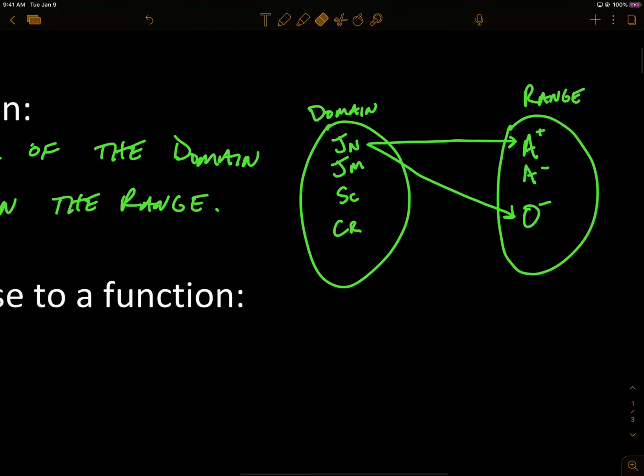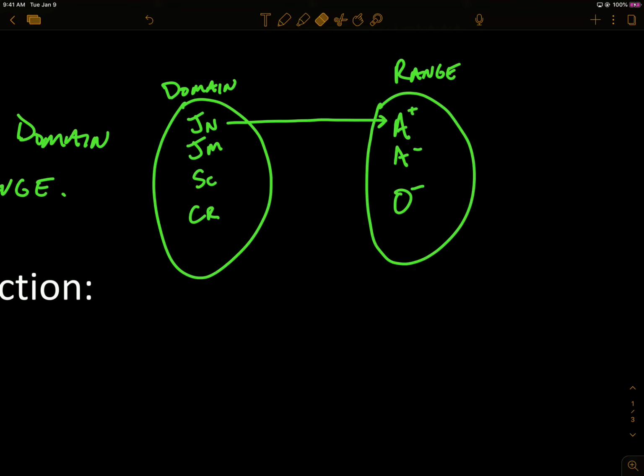I can only have one blood type. James may also map to the same blood type as me. We might both be blood type A. That is still a function because James maps to exactly one and Jason maps to exactly one, even though they map to the same range member. Maybe Scott maps to A negative and Christina maps to O negative. We'll call that function blood type, B of x.